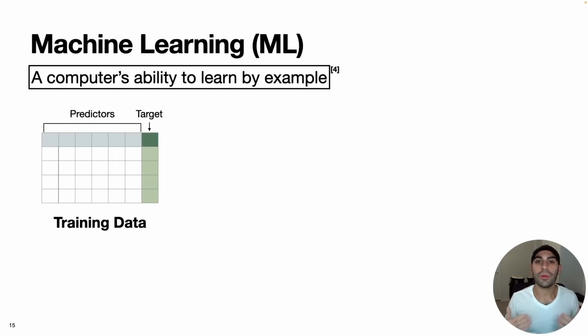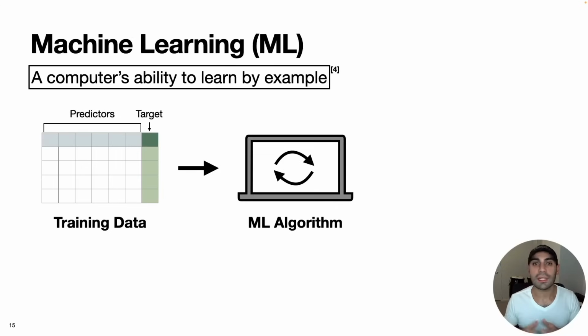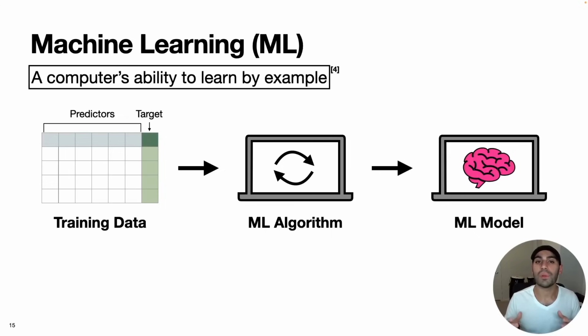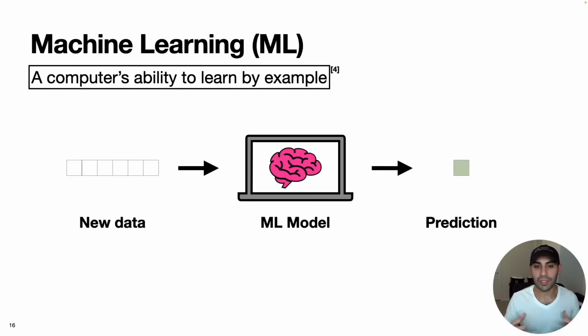The way that works is we pass this training data into a machine learning algorithm, and out pops our machine learning model. With this machine learning model in hand, what we can do is get new data, pass it into the model, and obtain a prediction, which is exactly what we did when we saw the dark cloudy sky. We looked out the window, we received some information, and we were able to make a prediction that it's going to rain later, and a machine learning model works in exactly the same way.